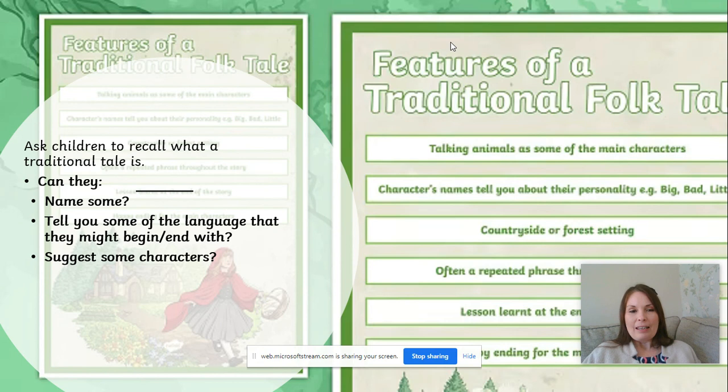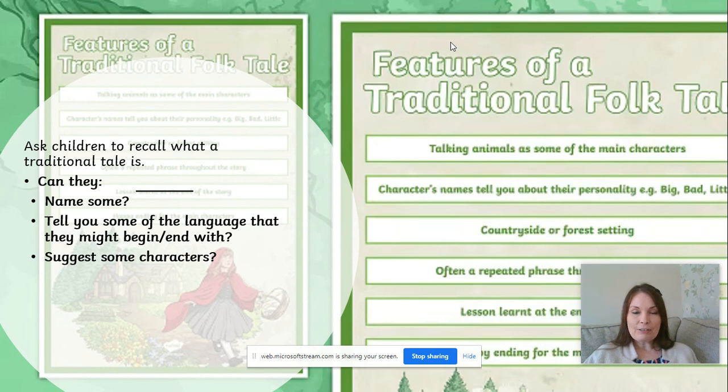Well done. A traditional tale is a tale that often gets retold over many years. And it often has story language in it, like once upon a time, long, long ago, far, far away, and they nearly always end happily ever after. Some of them that you might have remembered are Little Red Riding Hood, The Three Billy Goats Gruff, Goldilocks and the Three Bears.